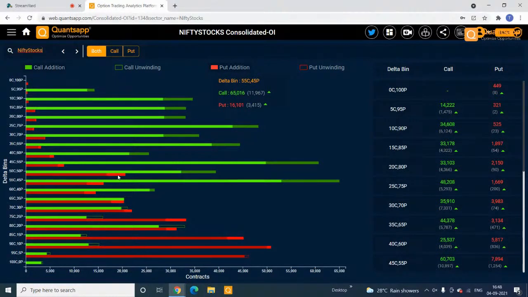You are seeing that puts are getting written up at the 45 put and the 55 put. So this is also positive, but we need to see a good unwinding coming up here.